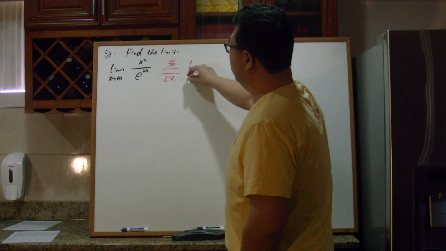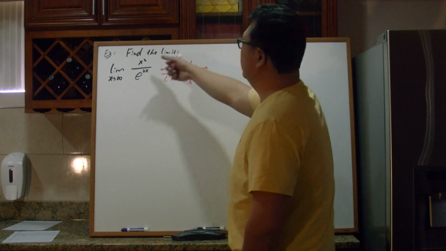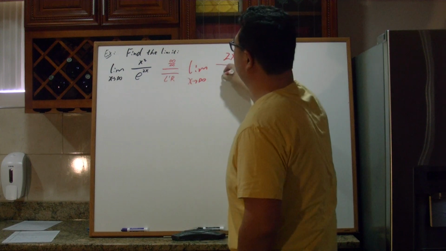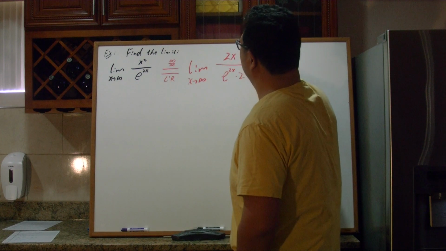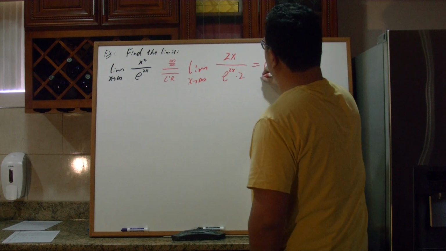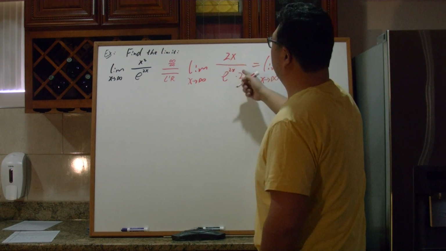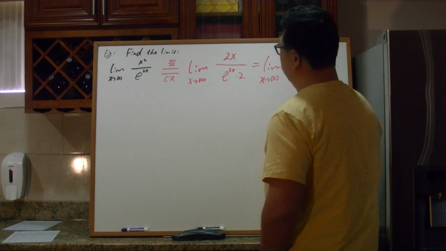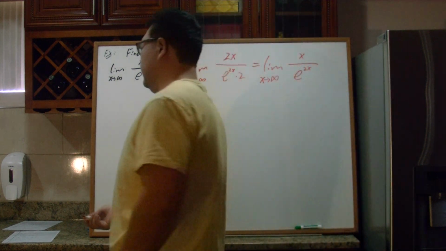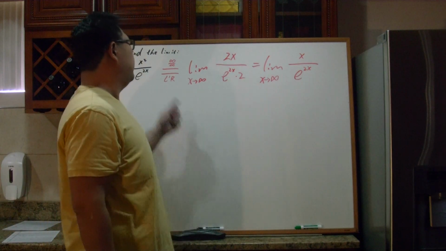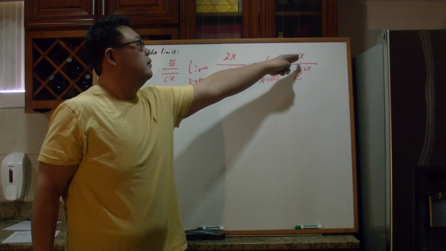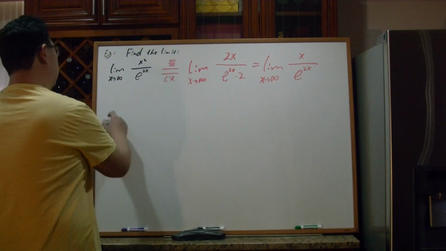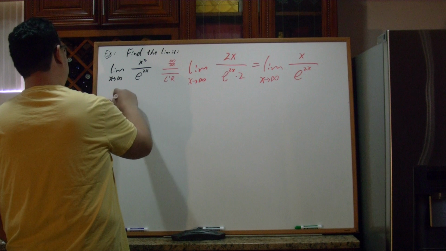Well, it is the limit as x approaches infinity. The derivative of top is 2x. The derivative of bottom is e to the 2x times 2. We could cancel out the 2, that's x over e to the 2x. But when we observe this, it's nothing else similar to that. Polynomial and exponential function both go to infinity. We still have the indeterminate form.